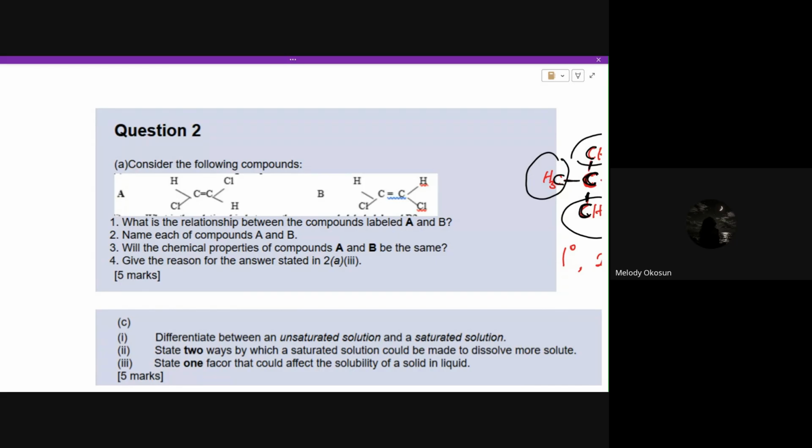They have a similar double bond functional group. Okay, that's very good and observant, but that's not what I'm looking for. What's their relationship based on what you've analyzed earlier? When you say the chlorine is at one side, and the chlorine is at the opposite side, based on that, what does that tell you?